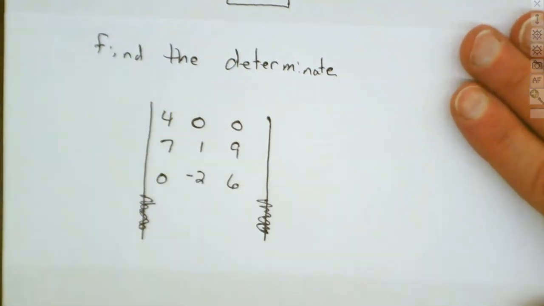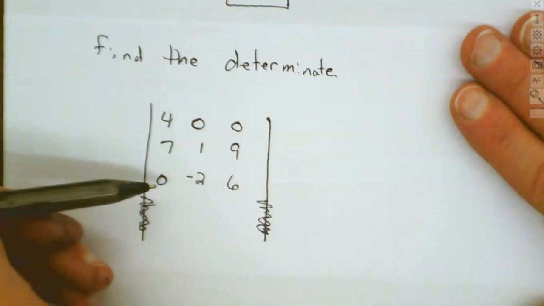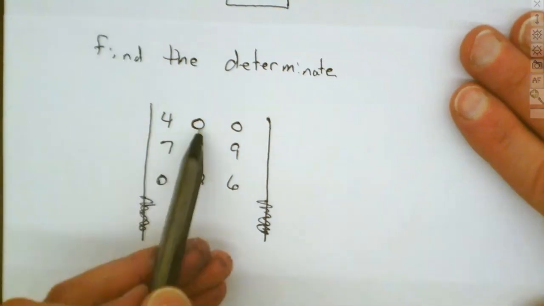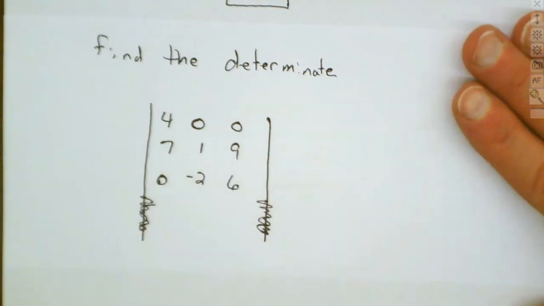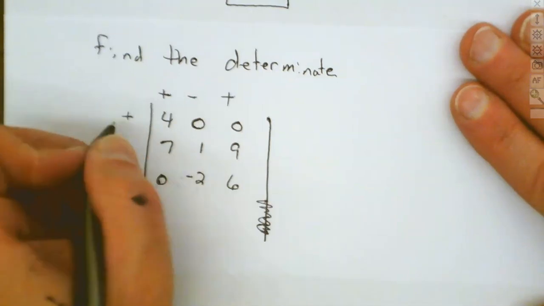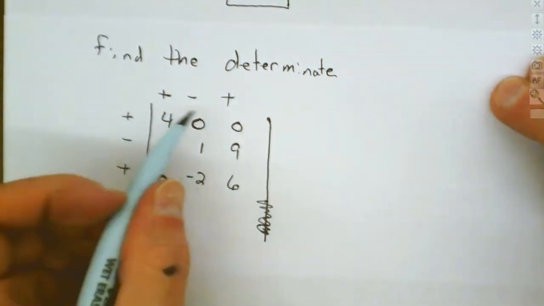In this case, you want where it has the most zeros. I could expand down. But if I expand it down, there's only one 0. Okay? I'm going to expand across because there's what? 2 zeros. How do the signs go? Plus, minus, plus. Okay, let's expand across that row.